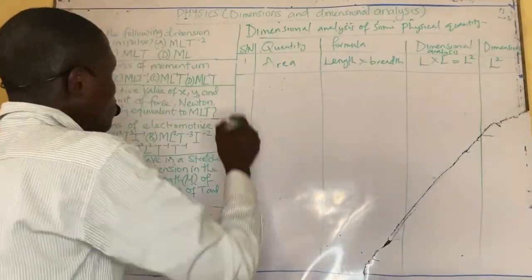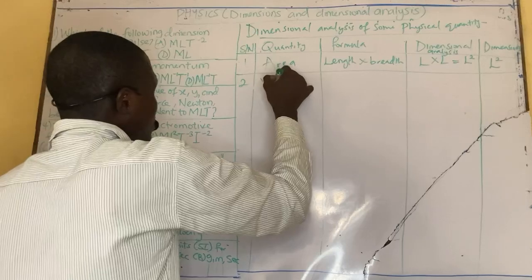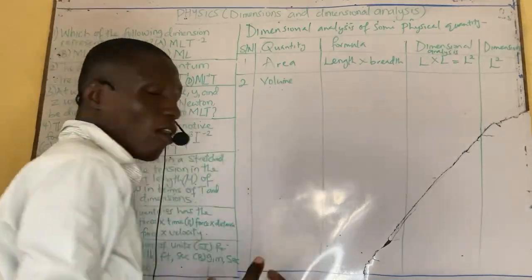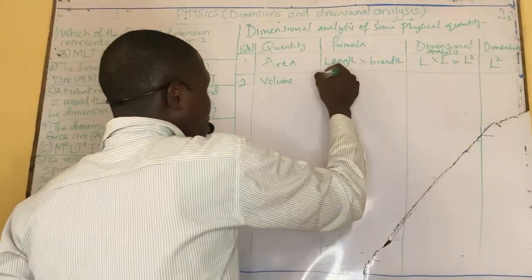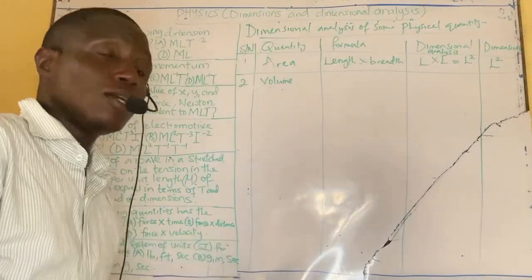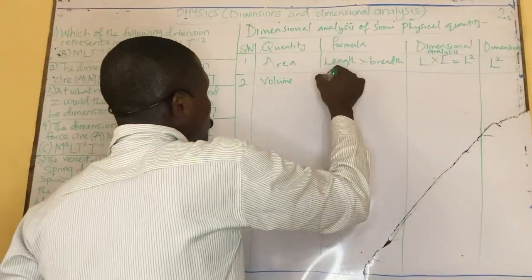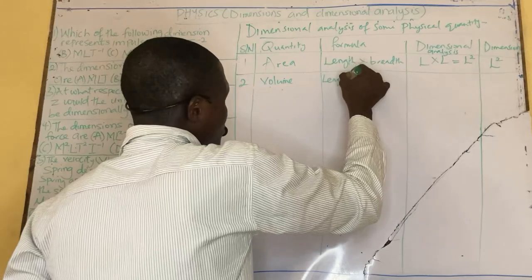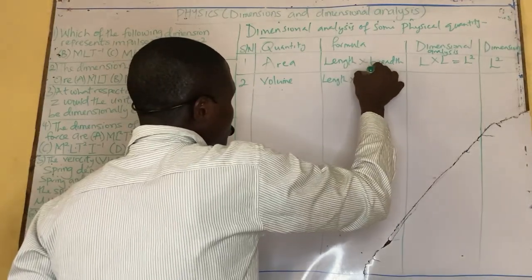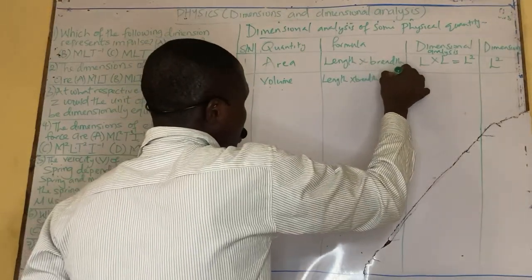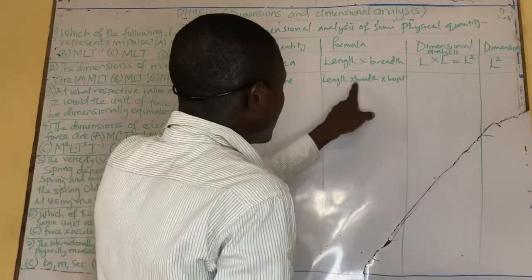Now we move to the next one. The next one is volume. Let's consider volume. The volume of an object, especially when we are talking about a box, is length times breadth times height.